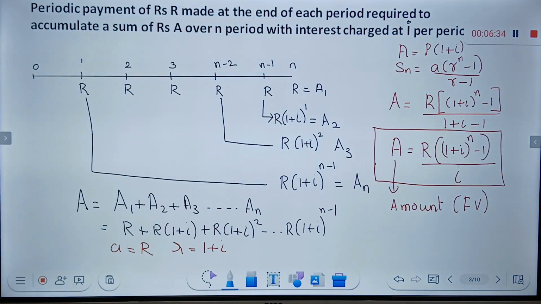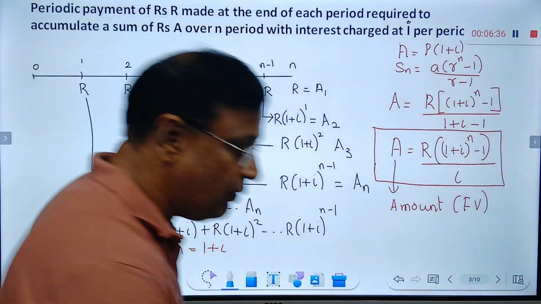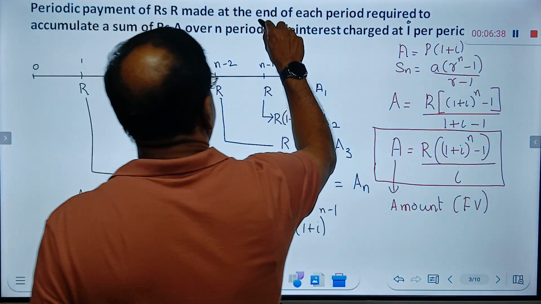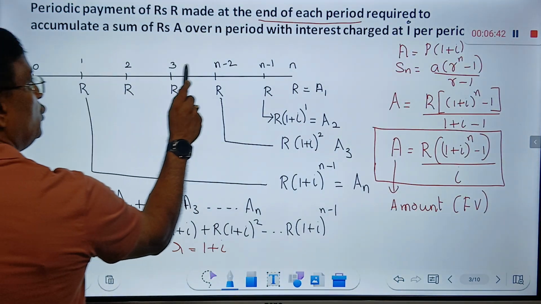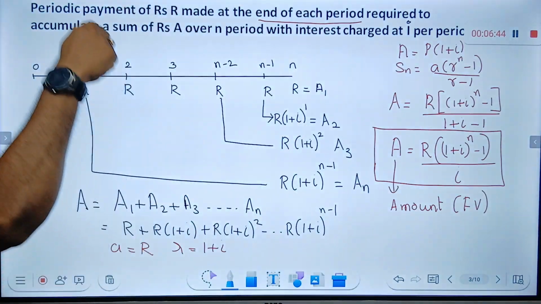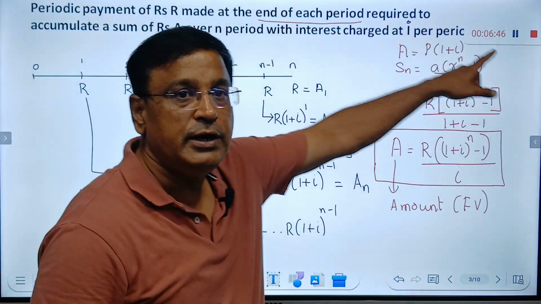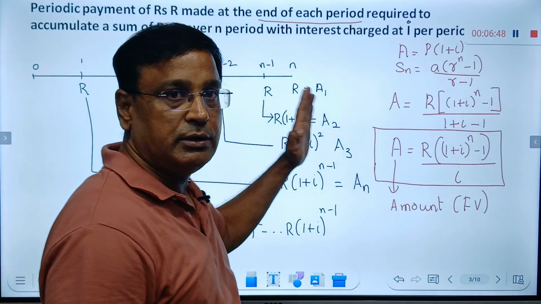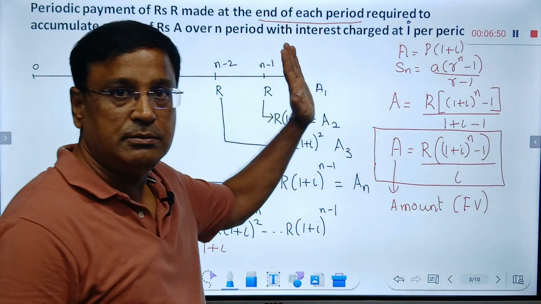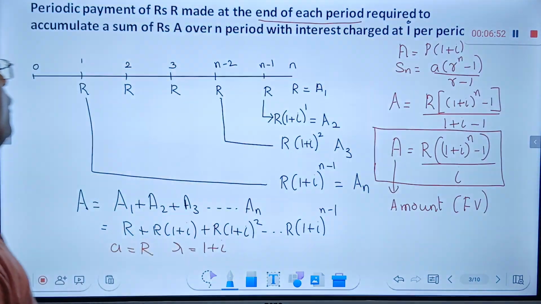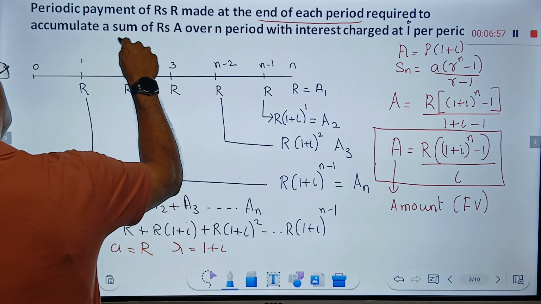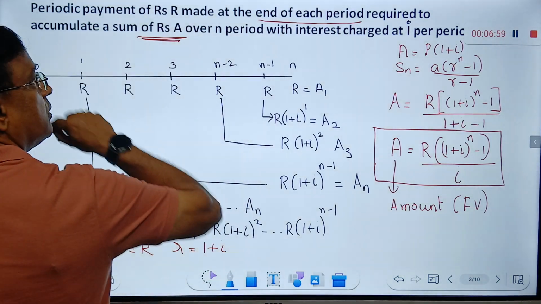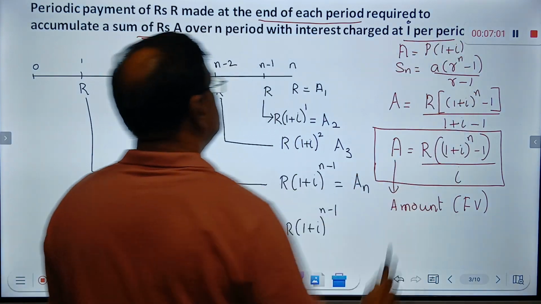Now look at this. Periodic payment is made at the end of each period. In perpetuity, n was infinity, but here you have a specific period. You are going to stop after n years, or n terms, and I want to know how much I accumulate. The interest is i%.